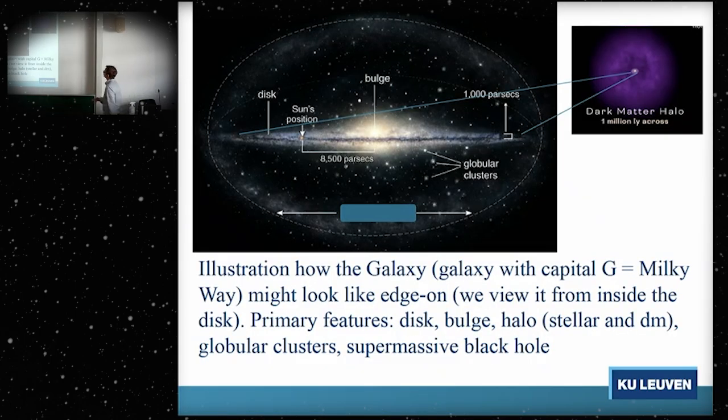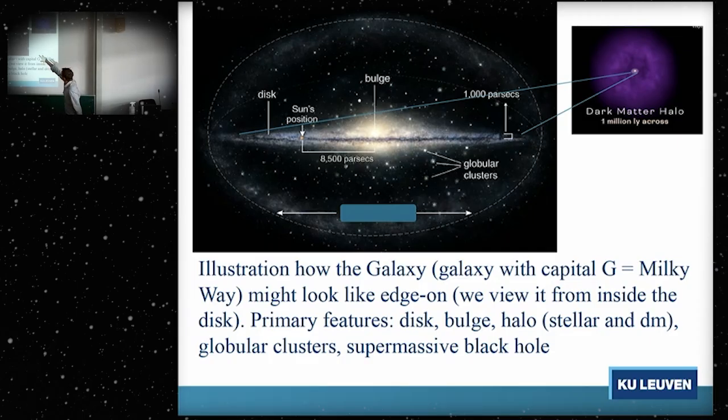Again, here is just to illustrate to you the scales. I normally say that you cannot really get used to them, but it's important to keep having them, to try to have them in your head. Here I just try to illustrate the size of the visible disk. The sun's position is 8,500 parsecs from the center. We'll see how far that is. That's very, very far away.